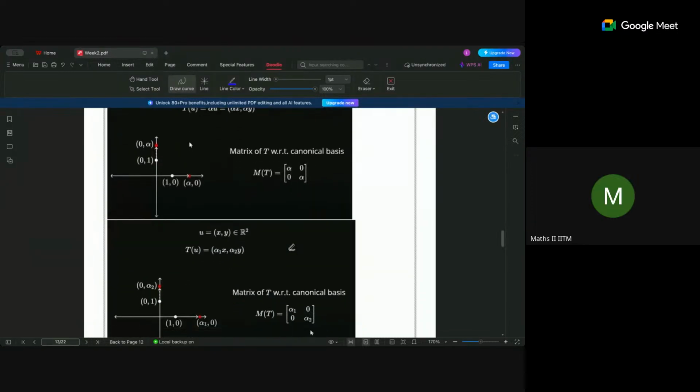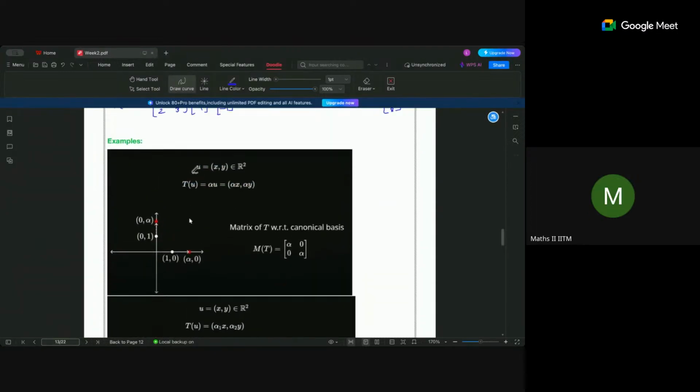Okay, here a few examples are there. Suppose you have the scaling transformation. What's happening to the canonical basis? 1, 0 is mapped to alpha, 0. According to this transformation, T of 1, 0 is alpha times this 1, 0, so it is simply alpha, 0. In the same way T of 0, 1 will be 0 comma alpha. So the matrix is going to be alpha 0 and 0 alpha.